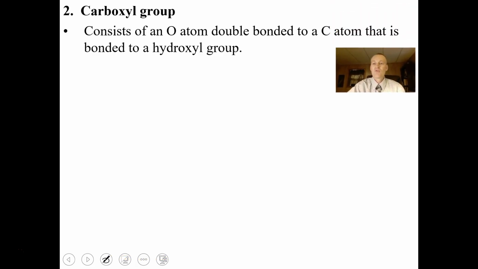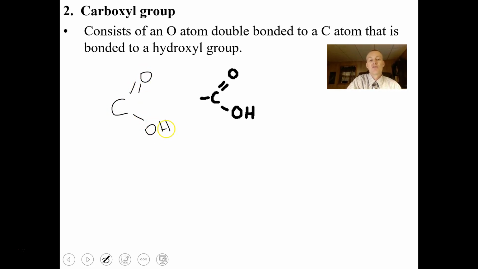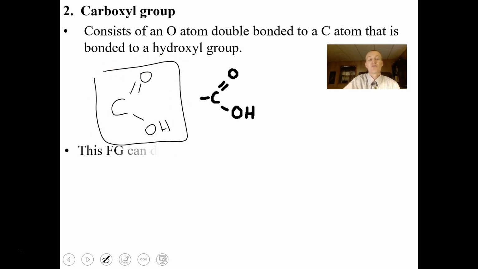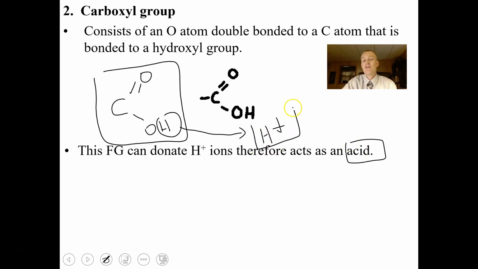The next group is called the carboxyl group, and it consists of an oxygen atom double bonded to a carbon atom that is bound to a hydroxyl group. So this is how you would basically draw it. Carbon double bonded to an oxygen, singly bound to a hydroxyl group, and this is what we call the carboxyl group. This functional group can donate hydrogen ions. Therefore, it acts like an acid because by definition, acids have higher concentrations of hydrogen ions. So if you donate a hydrogen ion, you're going to be an acid.